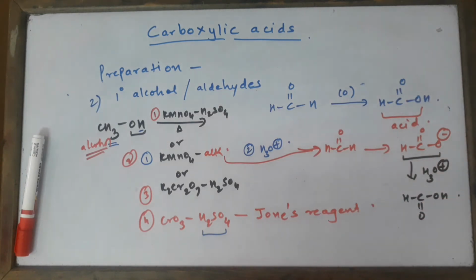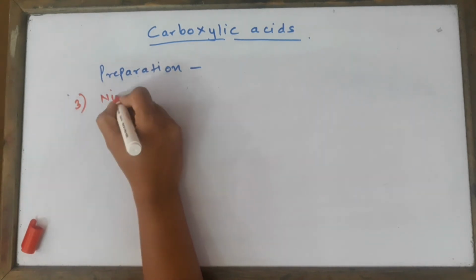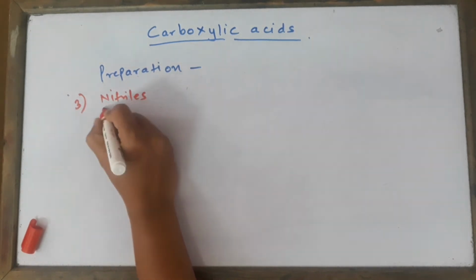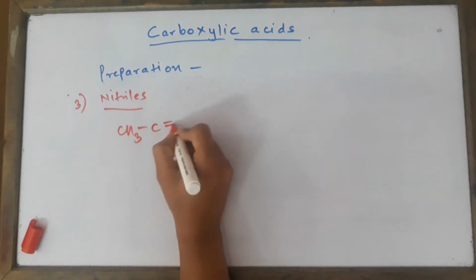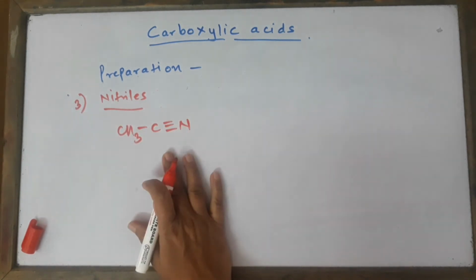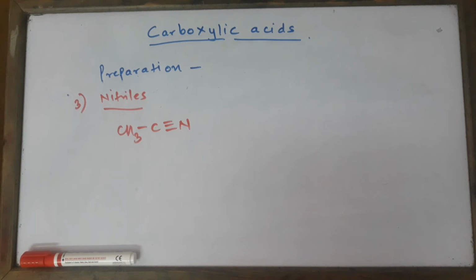Let's go to the third method now. In the third method we will see how to produce carboxylic acids from nitriles. Look at this. I'll not be wasting time, directly coming to the reaction. Let's take an example. This is one of the reactants, one of the nitriles.